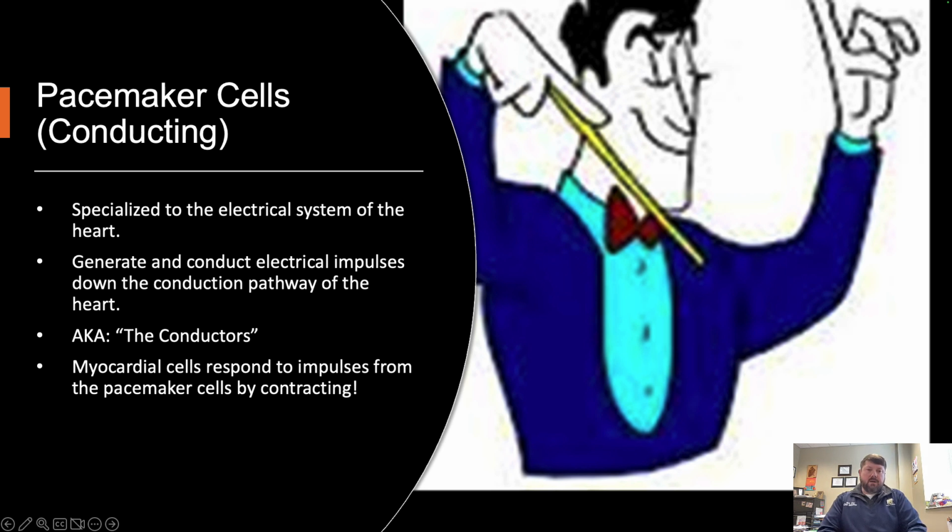Now, in order for the heart to work properly, you've got to have your mechanical function, which is the myocardial tissue, and you've got to have your pacemaker function, which are your conducting cells. And the conducting cells are going to be the ones that cause the myocardial cells to be stimulated. So the myocardial cells actually respond to impulses from the pacemaker cells by contracting. So as we're thinking forward, when we're looking at cardiac issues, we know that in order for the heart to work right, the electrical cells and the mechanical cells, or the myocardial cells, have to work together.